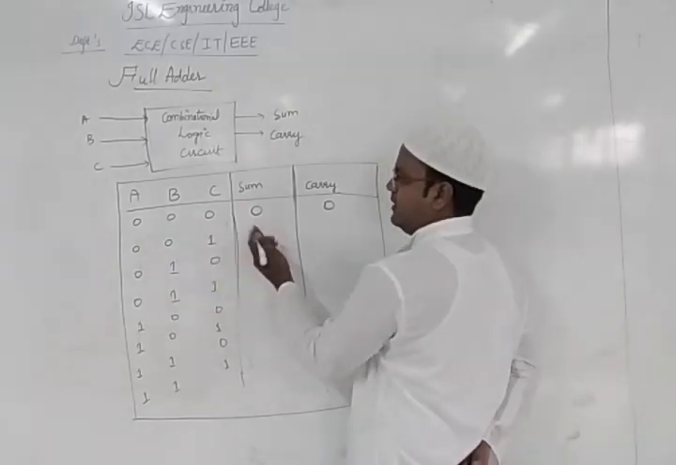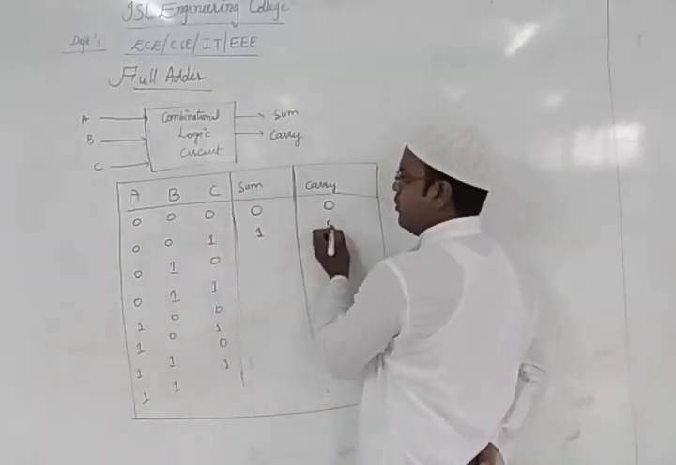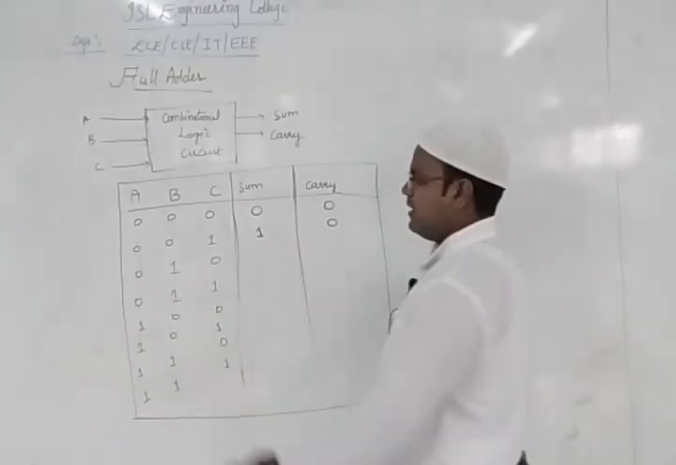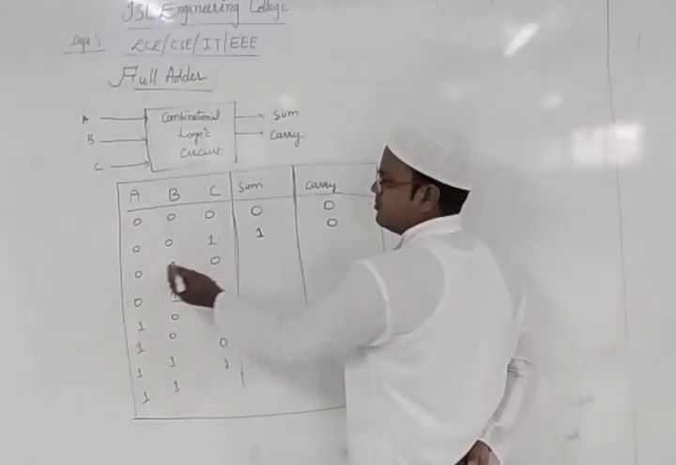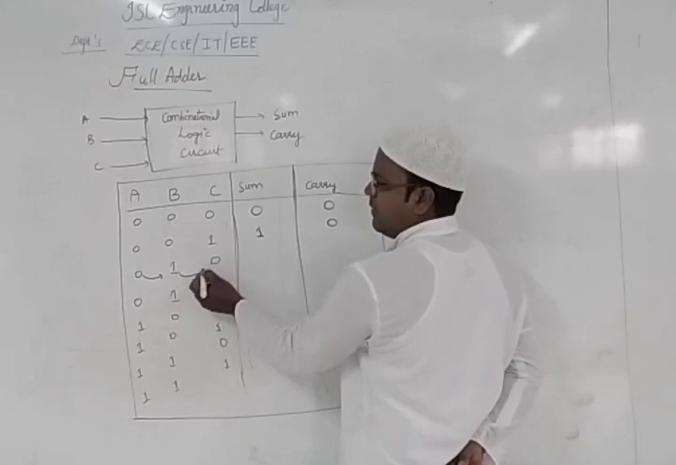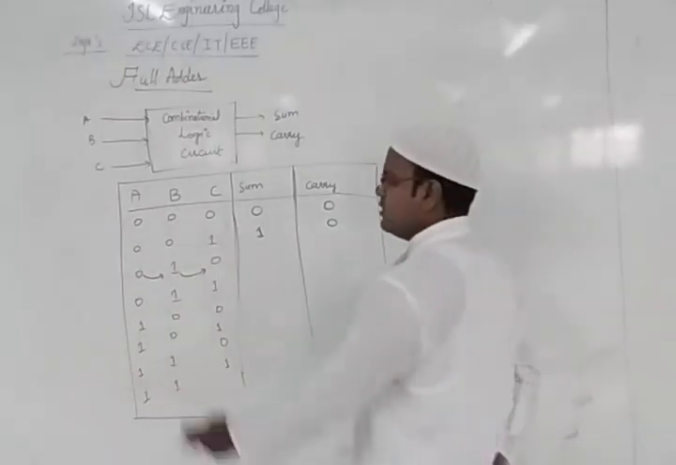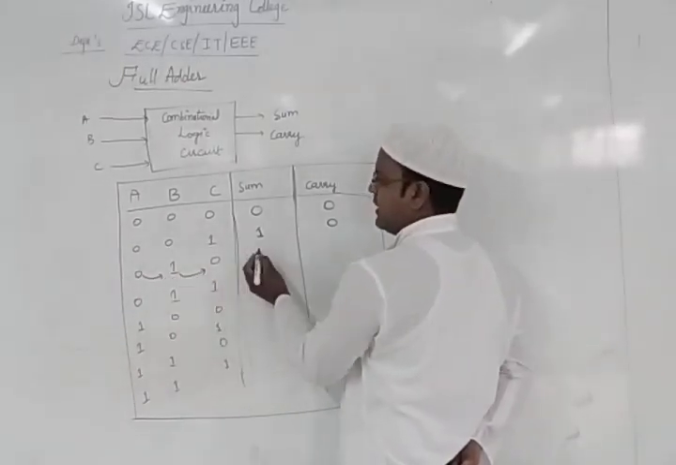Likewise, 0 plus 0 is 0, and then 0 plus 1 is 1. Do we need a carry? No. Next, 0 plus 1, what is it? It is 1. Then 1 plus 0. So how am I doing the addition? Bit by bit I am doing the addition. So 0 plus 1 is 1, 1 plus 0 is again 1.